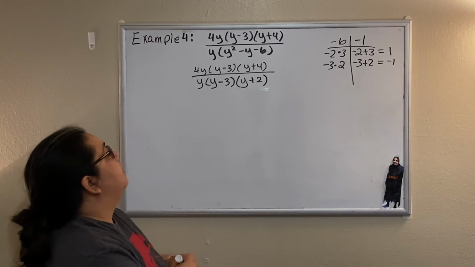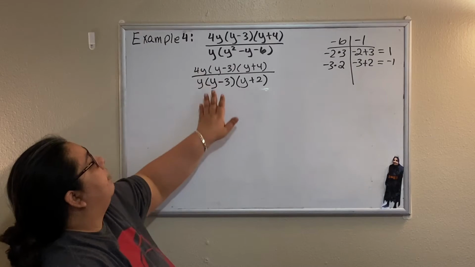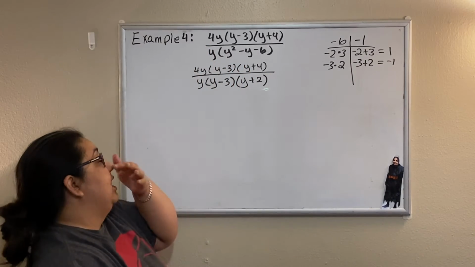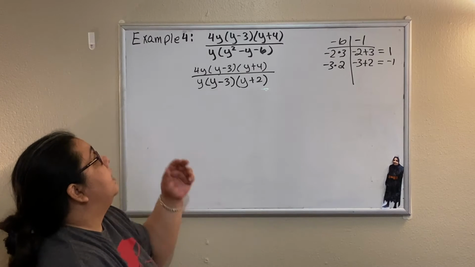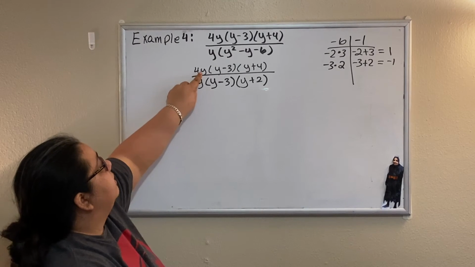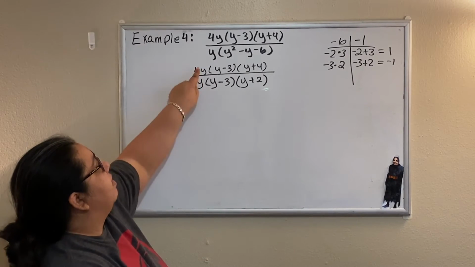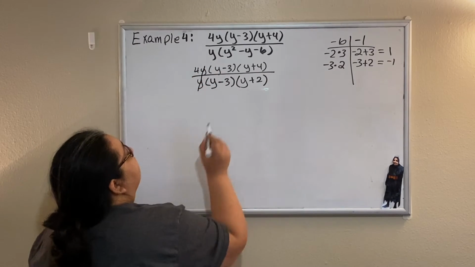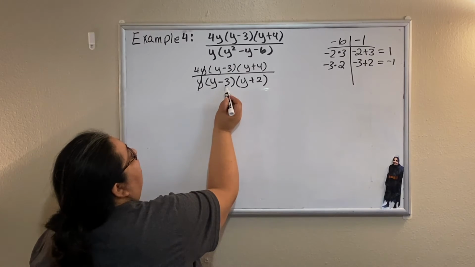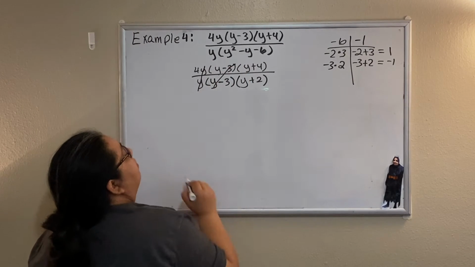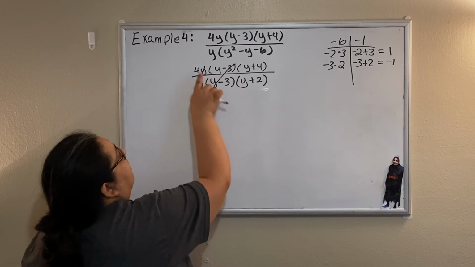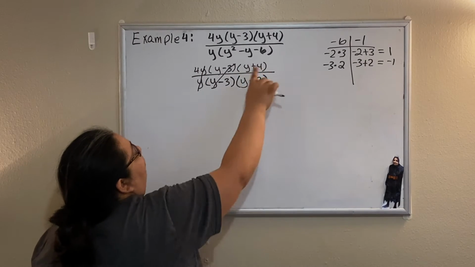Now we're going to reduce. We check the numerator and denominator to see if we have any common factors and use the inverse property of multiplication to reduce. Notice here I have y and y, nice and factored, so we can reduce that to just 1. Then I have y minus 3 and y minus 3. We can reduce those to just 1. So we have 1 times 1 times 4 times (y plus 4) over (y plus 2).